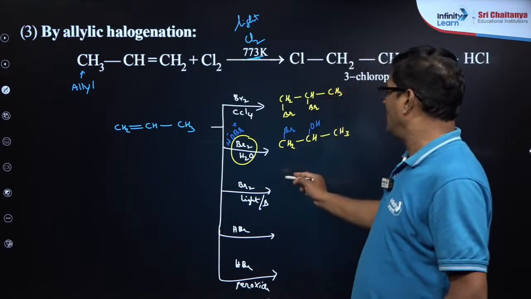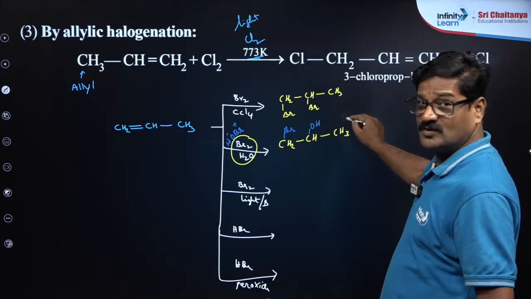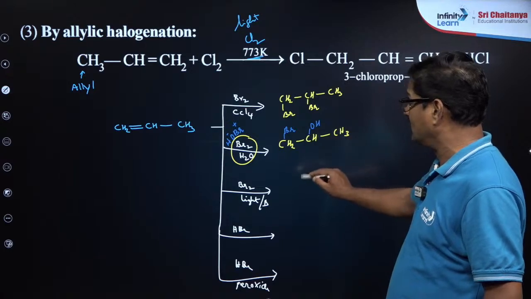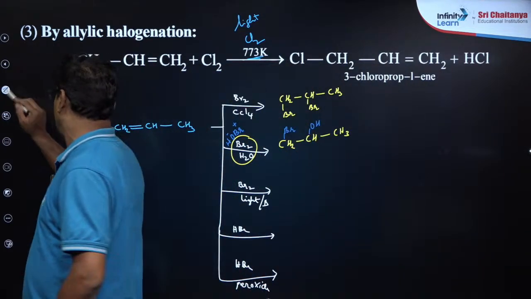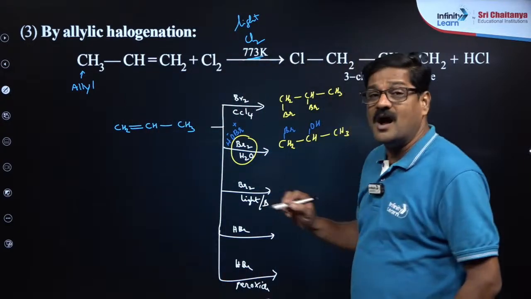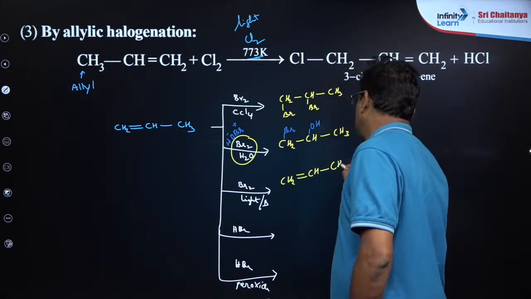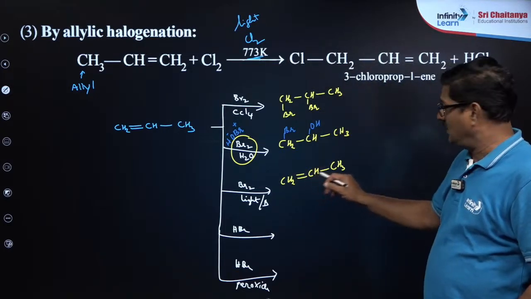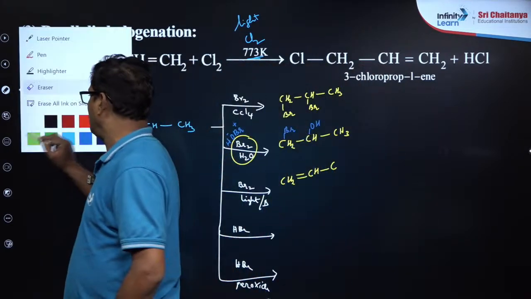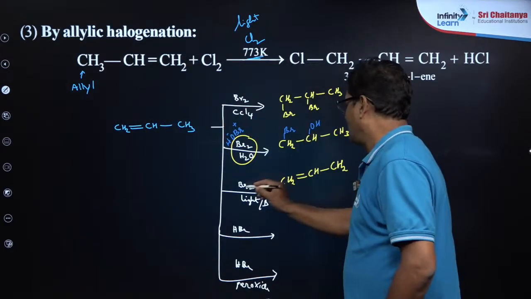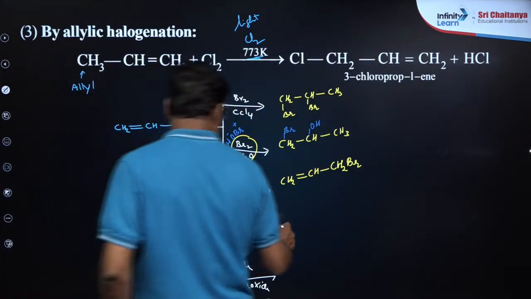Markovnikov rule. Now Br2 in light, HBr, Br2 in light. So this is an electrophilic addition reaction, my dear students. This is a free radical substitution reaction. So it is allylic halogenation. It is a substitution reaction, but it is not an addition reaction. When light is there, it reacts like an alkane. So in CH2 double bond CH and CH3, take the alkane part, remove one hydrogen here and put a bromine. Then write it according to Markovnikov's rule.